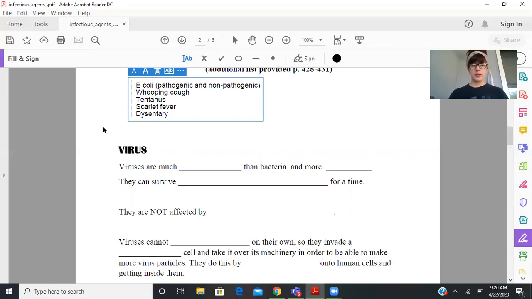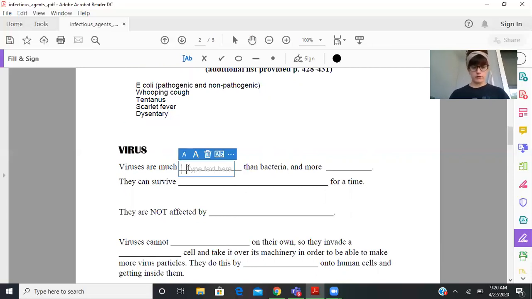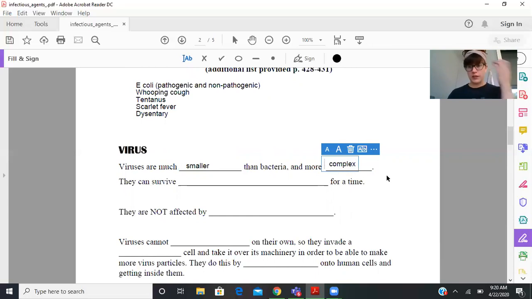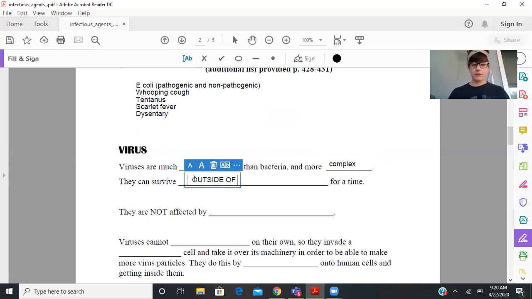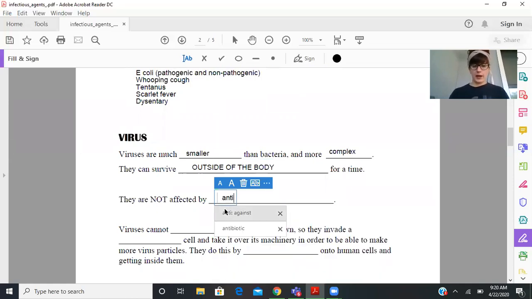Viruses, on the other hand, are much smaller and much more complex. That's why it's harder to treat a virus, because not only are they resistant to antibiotics, they also change a lot faster and replicate faster. And this is the scary part. They can survive outside of the body for a period of time. So that's the scary part, that they don't need a host. They can survive outside the body for a little bit, and they are not affected by antibiotics.